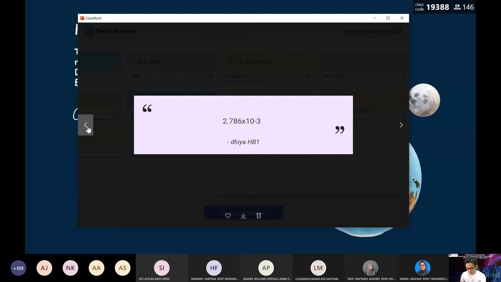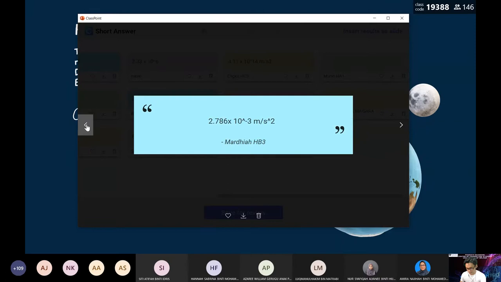Chiu, 8.34 times 10. Yang ini I think this one might be correct. 2.78 times 10 to the power of negative 3, and the unit is meter per second square. Emil, I think got it correct. Rensha maybe a bit salah, sebab kita ingat centripetal acceleration the unit mesti meter per second square. Daniel Aiman correct, Ahmad Farhan okay, Mardia pun okay.